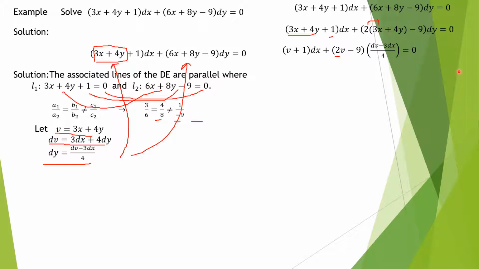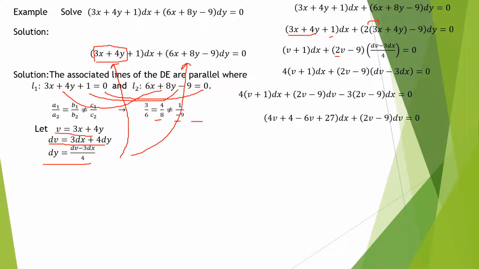Simplify this by multiplying by 4. You have 4(v + 1)dx + (2v - 9)(dv - 3 dx) = 0. You have to combine all the dx and the dv. That's 4(v + 1)dx, and then (2v - 9)dv, and distributing (2v - 9) to negative 3, you have -3(2v - 9)dx. Combine all the dx and the dv.